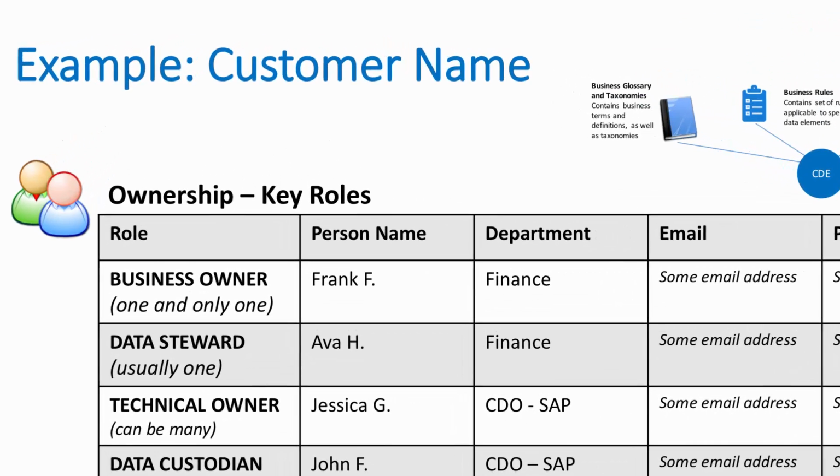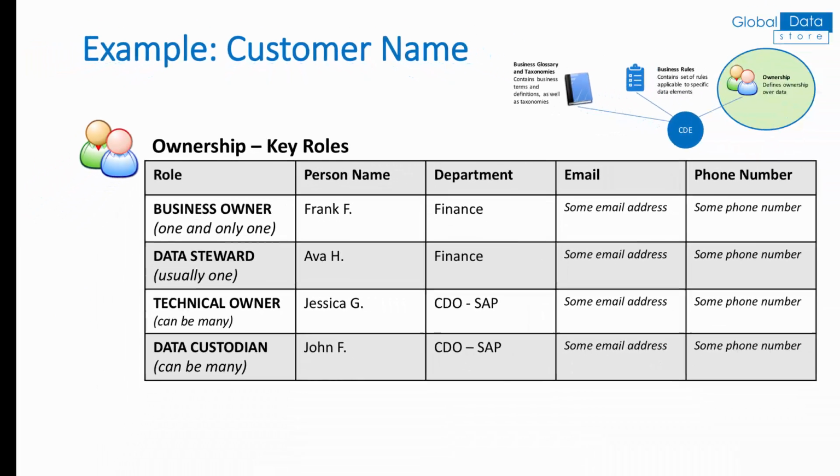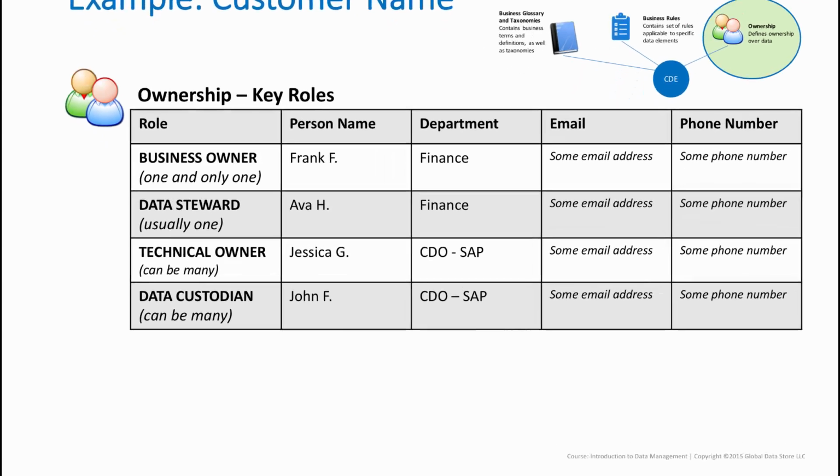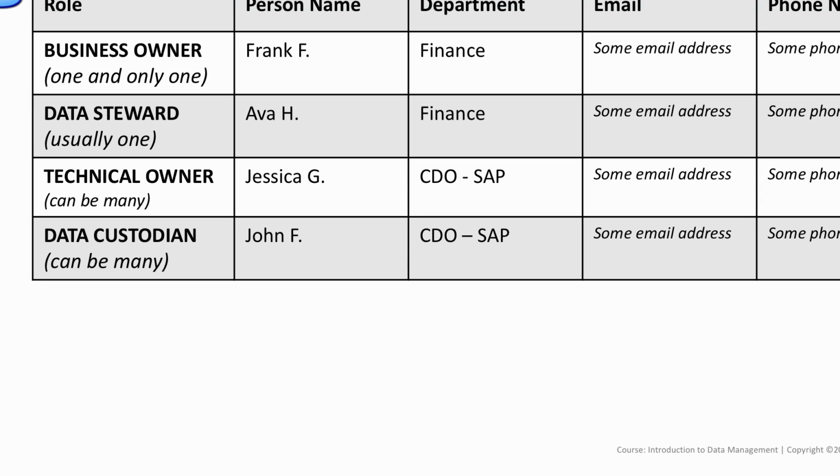Other than role assignment, please notice that some roles are exclusive, such as, for example, business owner. That ensures that certain aspects of a critical data element, such as name or definition, have to be managed by one person in order to avoid ambiguity. On the other side, some roles, like data custodian, can be assigned to multiple people.